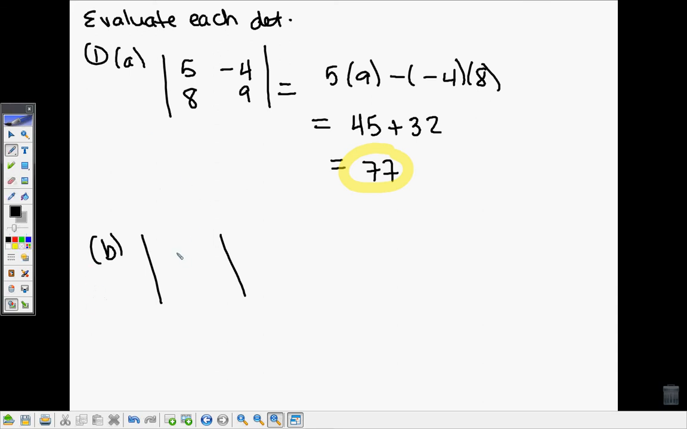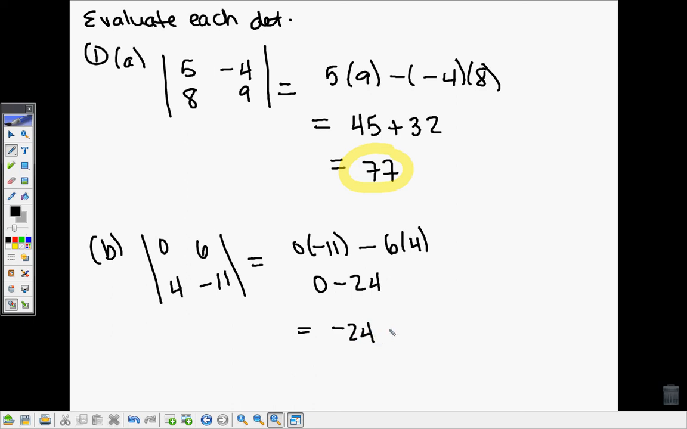Okay, so we're going to do 0, 4, 6, -11. You find the determinant. So you're going to take 0 times -11 minus 6 times 4. Well, 0 times anything is 0. Minus 24 is what? -24. So our final answer is -24. If you have any questions, make sure you write it down in your notes in the question column.